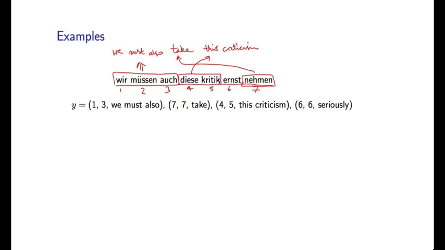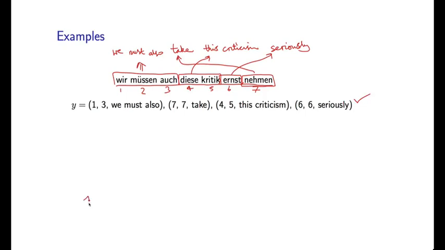And finally, we translate word 6 as seriously. Okay, so this is our final translation, which is actually a pretty good translation of this German input. We must also take this criticism seriously, and it's been produced through this derivation, this sequence of phrases. So this is actually a valid derivation, and we can check that.